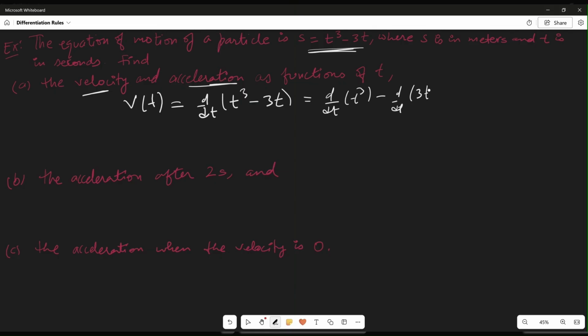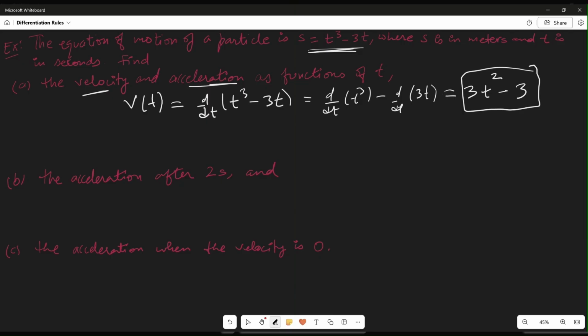And I'm pretty sure if you have watched my previous videos, we can see the pattern here. This is basically the constant multiple rule being applied here and the power rule over here. So the derivative, or the velocity as a function of t, is simply 3t squared minus 3, right? You guys know how I get here, right?